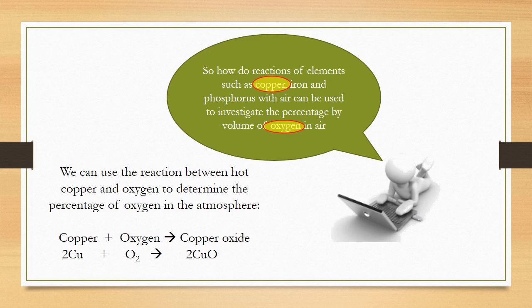We can use the reaction between copper, which you heat, and oxygen in the atmosphere to determine the percentage of oxygen in the atmosphere. So the reaction, of course, is copper plus oxygen going to something called copper oxide. We looked at oxides in our last unit around acids and alkalis. And there is the balanced equation. So how does it actually work?